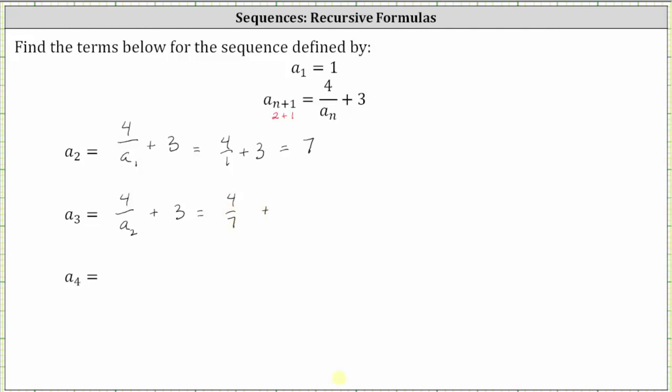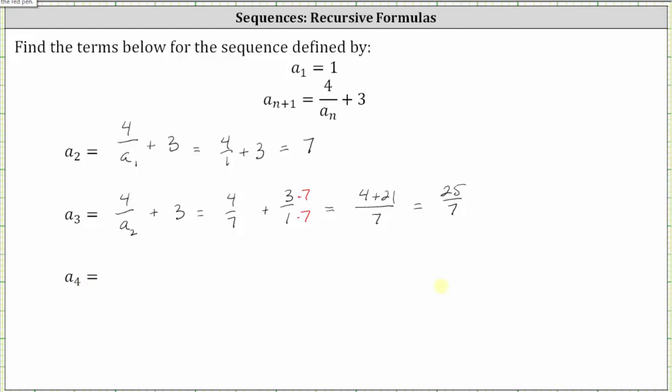Let's write 3 as a fraction with the denominator of 1. To add, we must obtain a common denominator, hopefully the least common denominator, which is 7. We need to write 3 over 1 as an equivalent fraction with the denominator of 7. And therefore we multiply the numerator and denominator by 7. Notice now we have a common denominator of 7, and the numerator is 4 plus 21, giving us 25 sevenths.